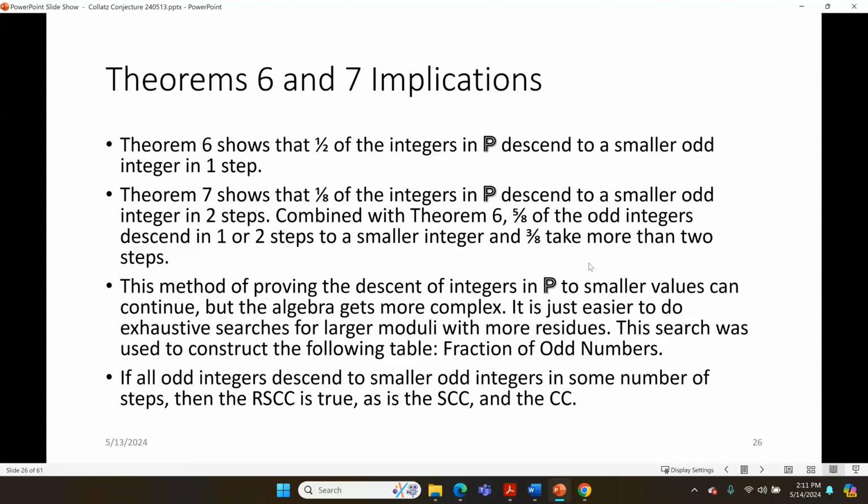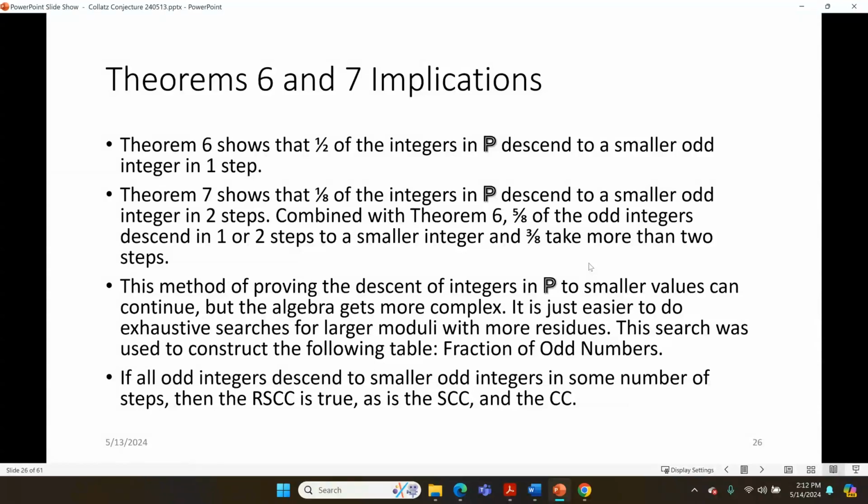We can continue this method for larger moduli and more residues, but the algebra, of course, gets correspondingly more complex, and it's simply easier to do numerical calculations by testing different integers modulo various moduli, and develop the table that's on the next slide that we call the fraction of odd numbers.